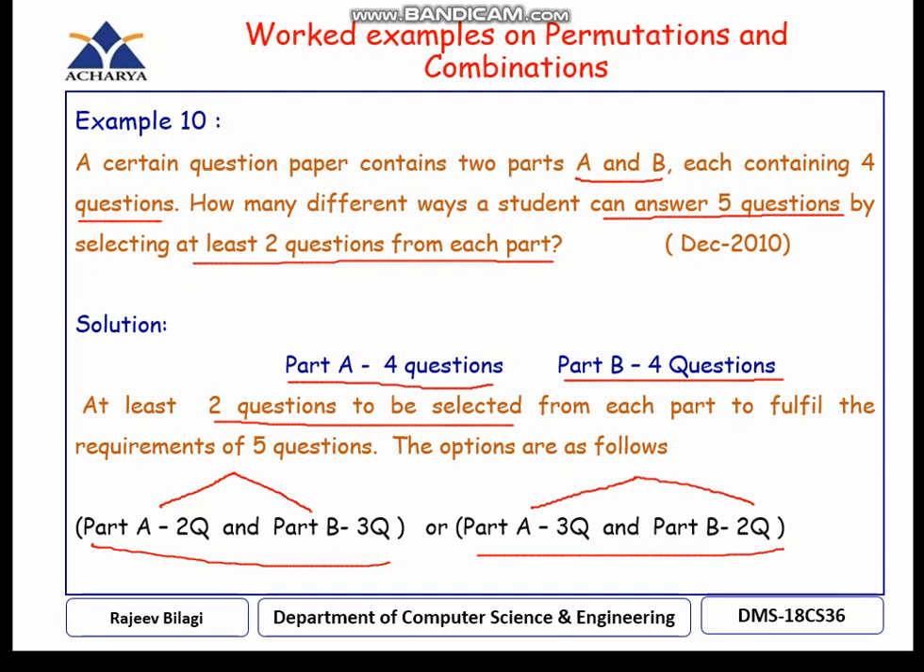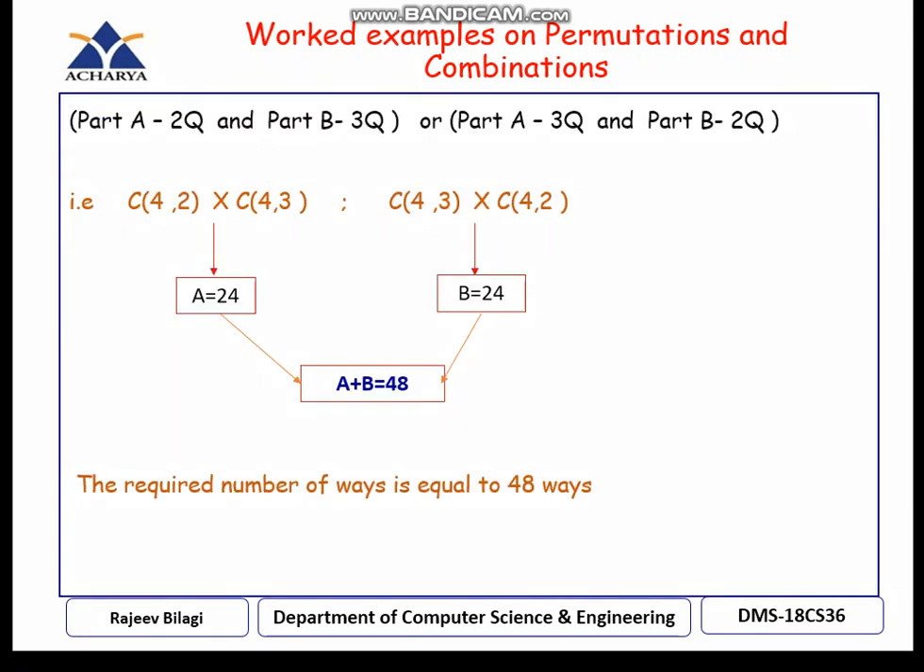Okay, so now part A, this one, and part B. There are four questions each. So this can be answered in 4C2 and 4C3 ways. And here it is 4C3 for part A, and here it is 4C2 for part B.